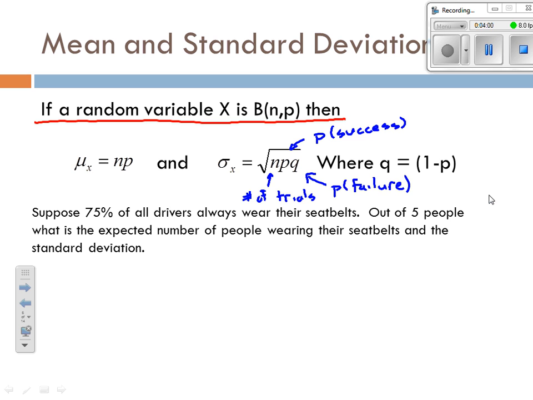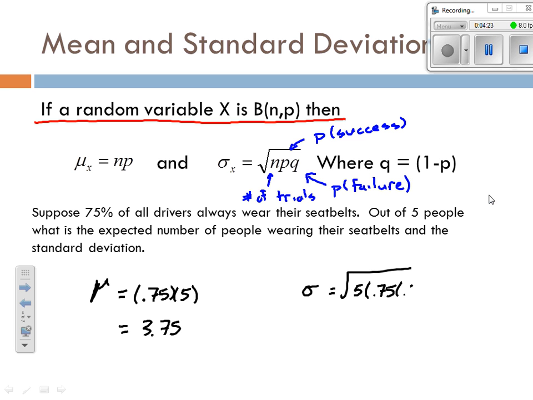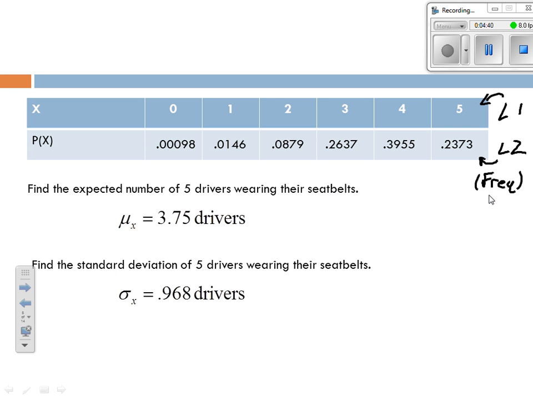So go back to your previous scenario. Suppose 75% of drivers always wear their seatbelts, out of 5. So the expected number would be 0.75 times 5, which is 3.75. For the standard deviation, the square root, n here is 5, the probability of success is 0.75, and the probability they're not wearing their seatbelt is 0.25. And that number is 0.968. Well, what we saw on the previous page, so let me go back, were those exact numbers.